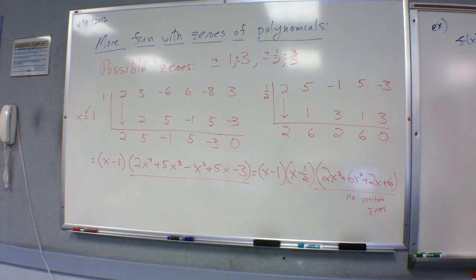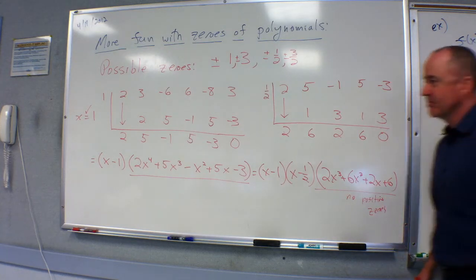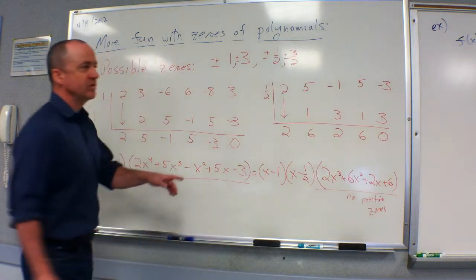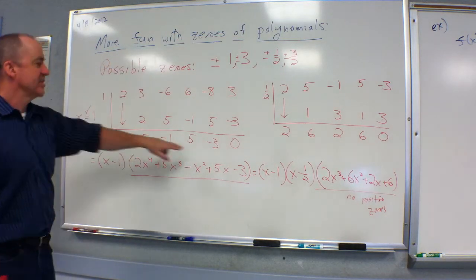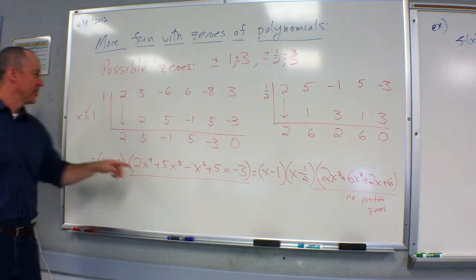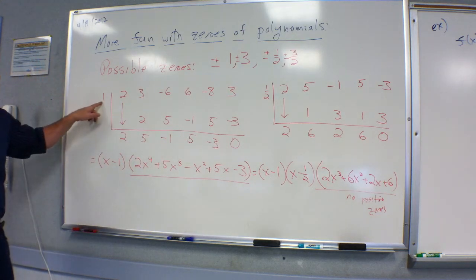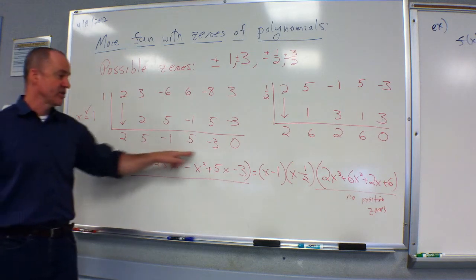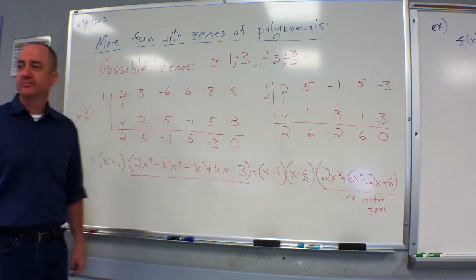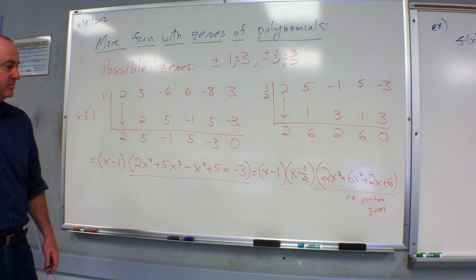Wait, how are all those smushed together? Okay. Our original function is on the other board, over there. When you get a zero remainder, you've proven that x equals 1 is a zero, and that x minus 1 is a factor. And then this tells me what's left. Yeah, but why is that together with that? Those are just the same.